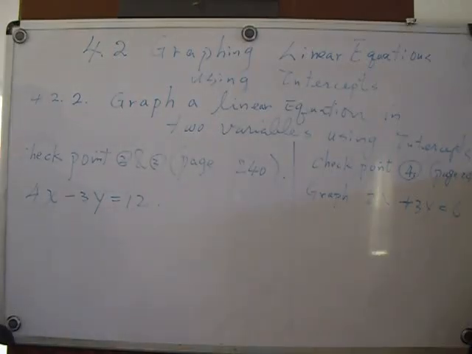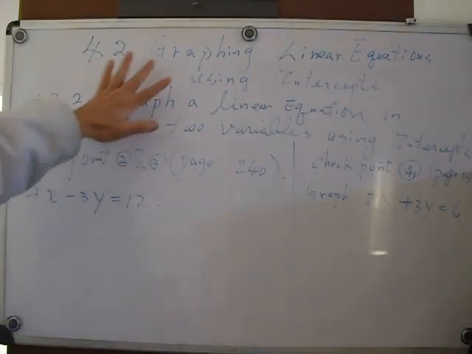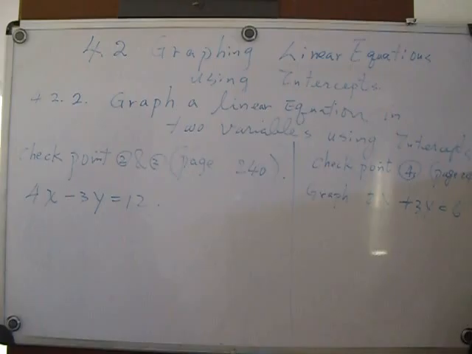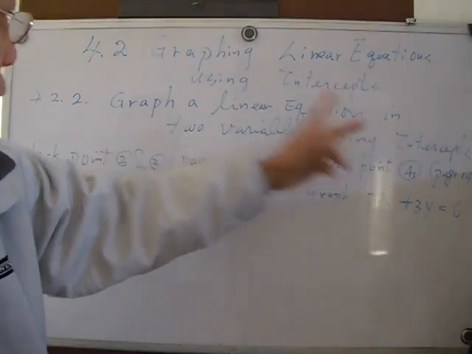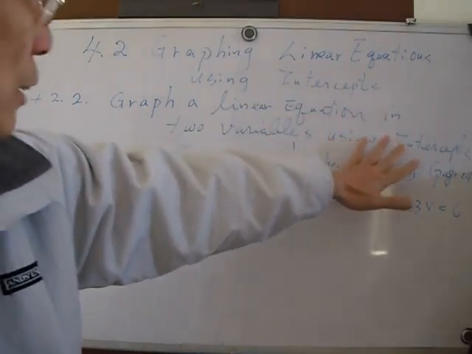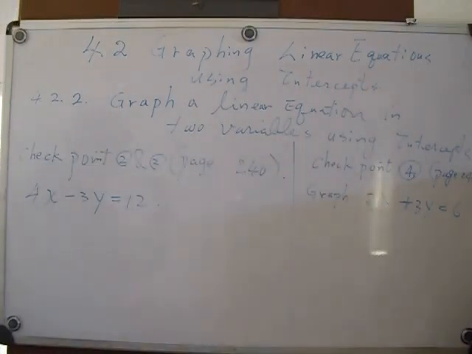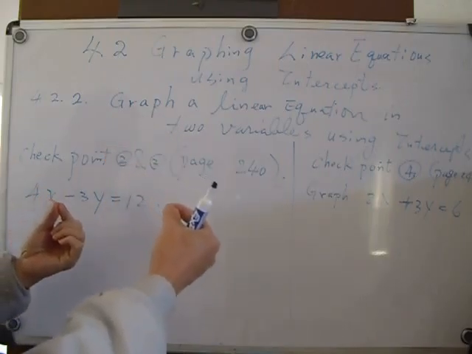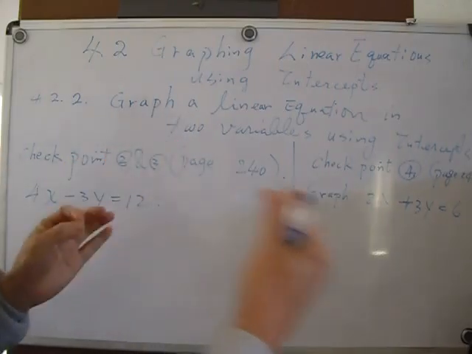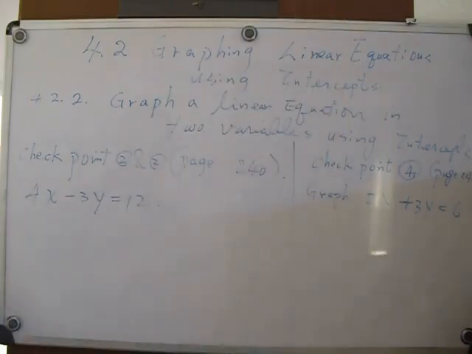Okay, now in this section 4.2, graph a linear equation in two variables using the intercept method. Intercept method means you need to find the x-intercept and y-intercept both, and label them on your graph. On your exam, you have to label these two points, and then graph your line.